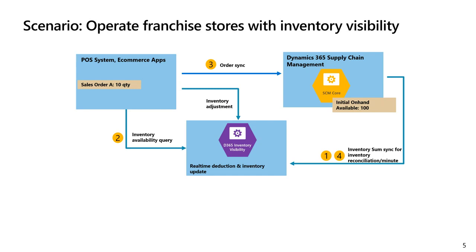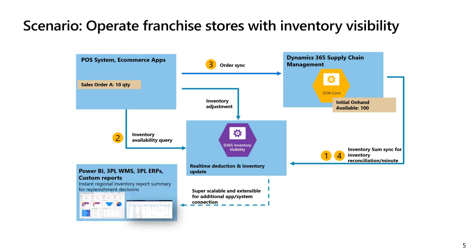Another use case for inventory adjustment is inventory counting. You can directly post your inventory counting results to inventory visibility and offset later when you post the inventory counting journal in Dynamics 365 SCM. And lastly, you can always query inventory visibility from your other data sources if needed.